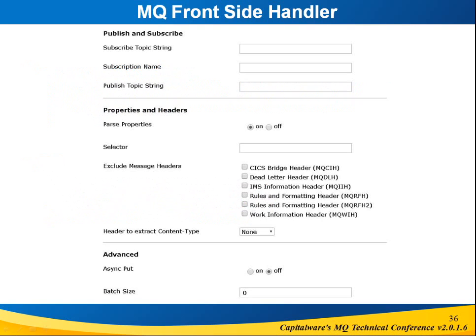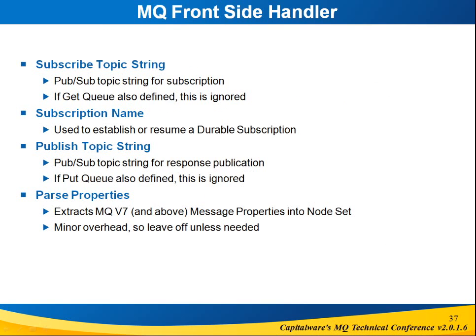Continuing on, if we scroll down the front-side handler main page, we have extra fields, and we're going to talk about what these mean next. Firstly, publish and subscribe. If you include a subscribe topic string in that field, this will be used to subscribe to the incoming topic as the input to this front-side handler, rather than using a specific get queue for point-to-point retrieval. If you also specify a get queue, it will take precedence. In other words, you have to leave the get queue field blank if you include a pub sub topic string.